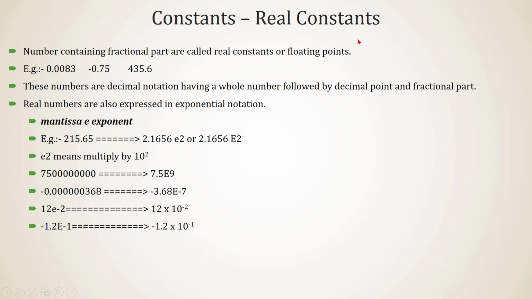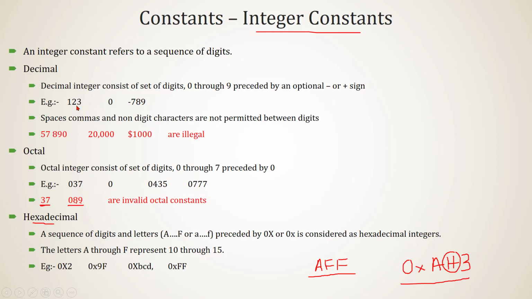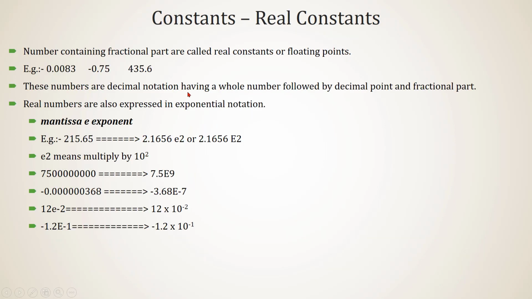The next one is real constants. Numbers containing a fractional part are called real constants or floating points. Earlier, integer constants had only whole numbers. Here, a real constant means the number will contain a fractional part also. Examples: 0.0083, minus 0.75, 435.6. These are called real constants. These numbers are in decimal notation, having a whole number followed by a decimal point and a fractional part.